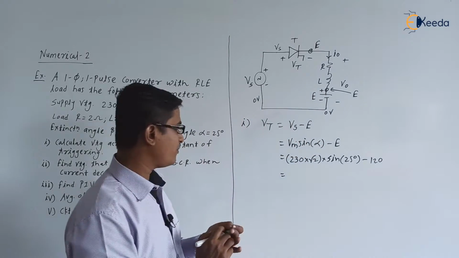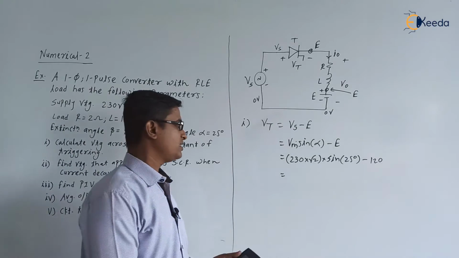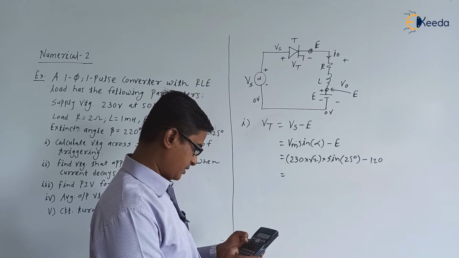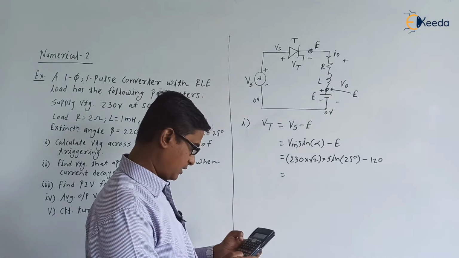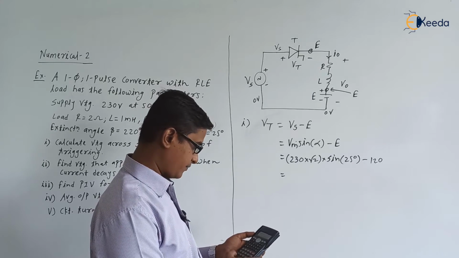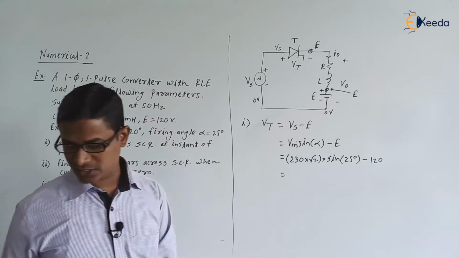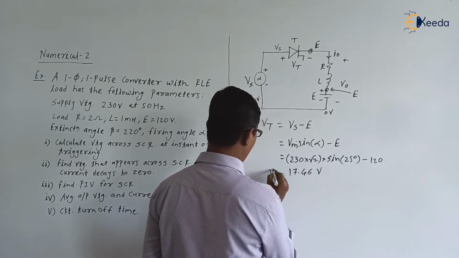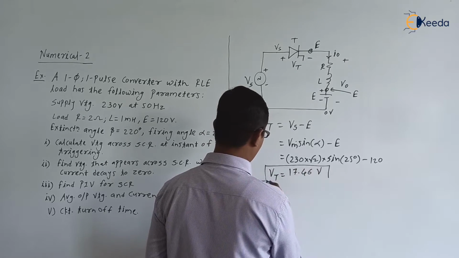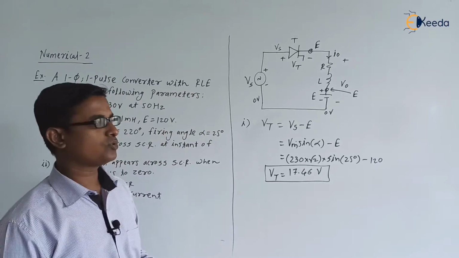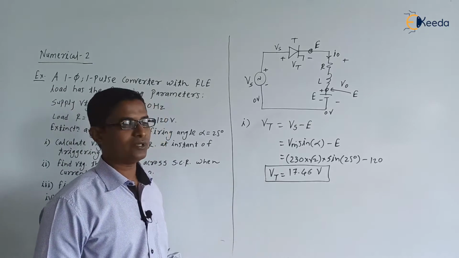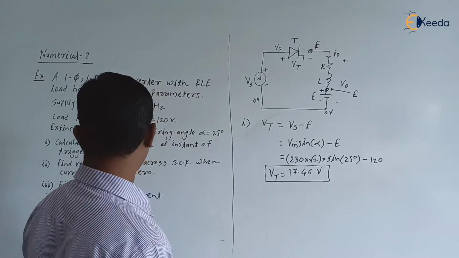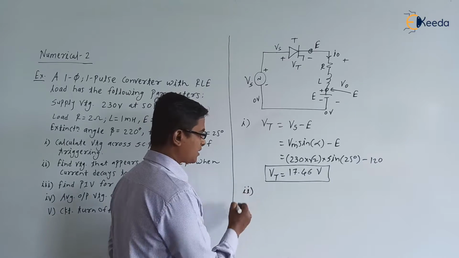In this way we can find Vt, the voltage across the thyristor at the instant of triggering. So it is 230 into root 2 into sine of 25 degree, minus 120. So it is 17.46 volt. This is the Vt, the voltage across the thyristor at the instant of triggering. Second, find the voltage that appears across the SCR when current decays to 0.